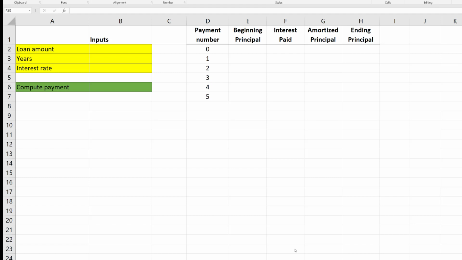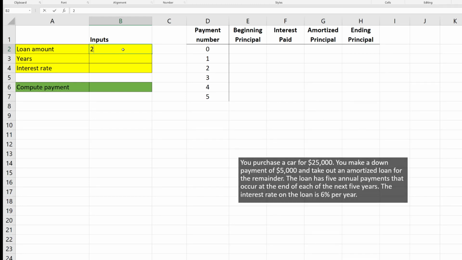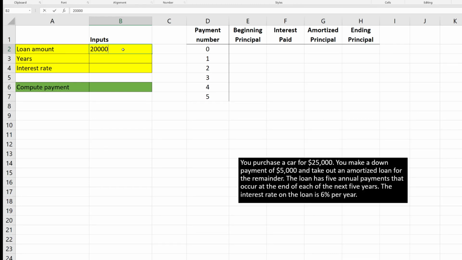Let's use Microsoft Excel to create an amortization schedule for a really simple loan. Just to start out, I've laid out a template here, and we need some inputs that describe the loan characteristics. Let's grab a few numbers. Let's say the loan is a $20,000 loan to be repaid over the course of 5 years with annual payments at an interest rate of 6%.